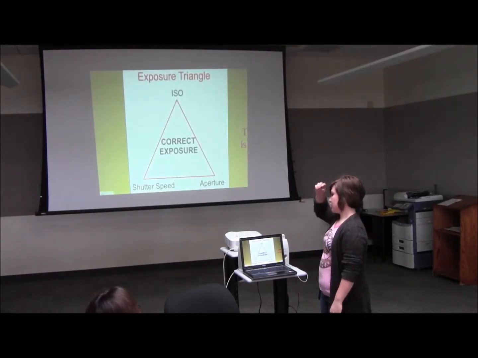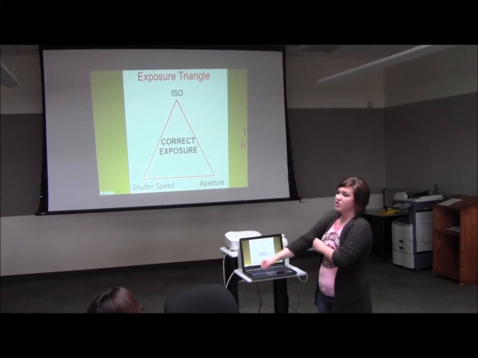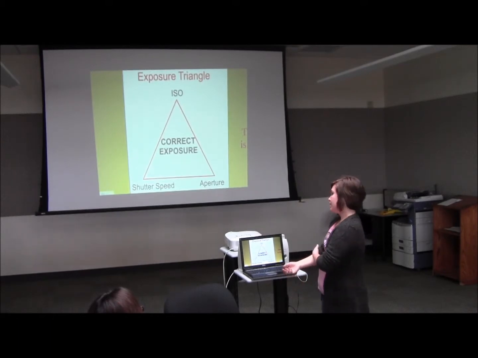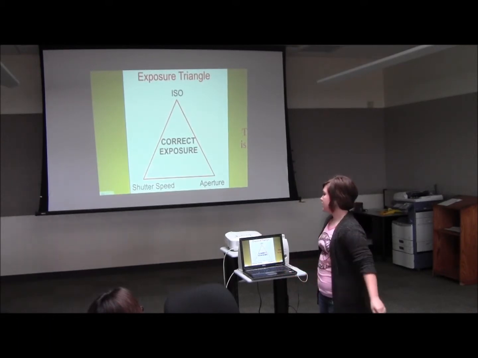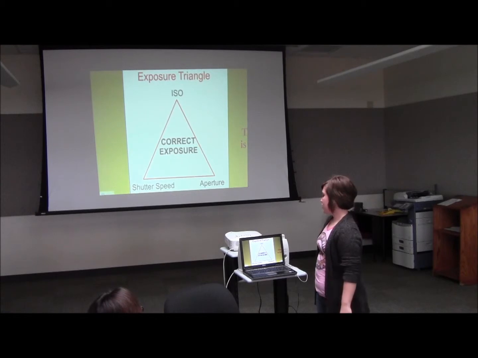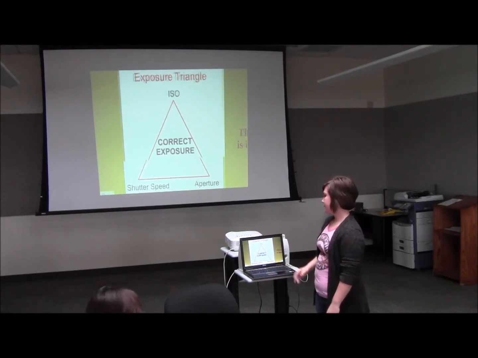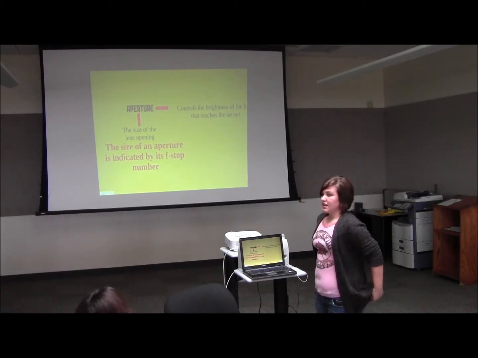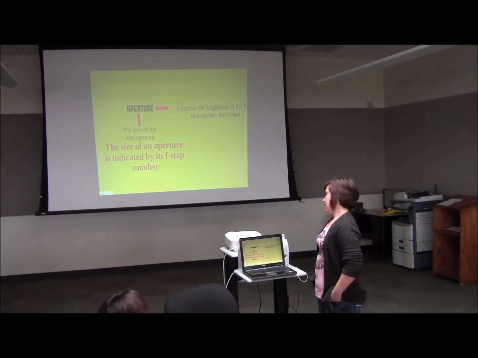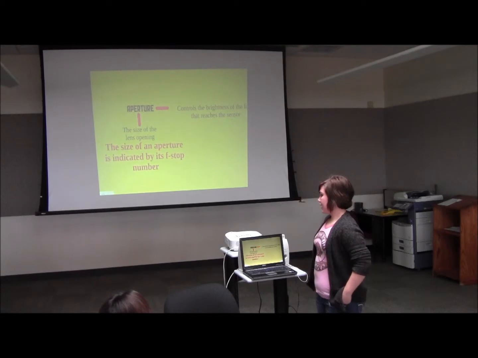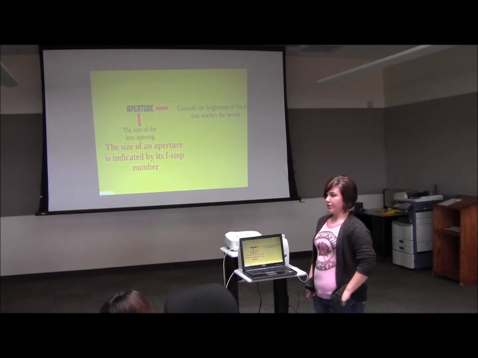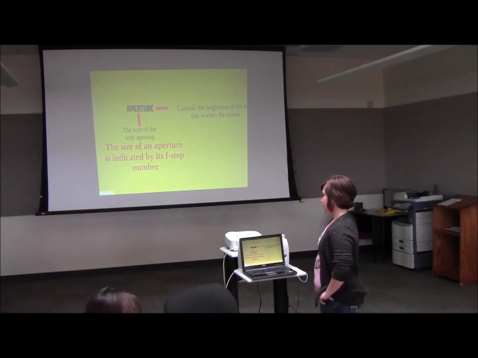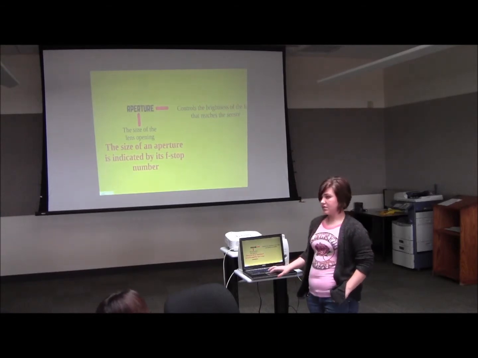And this is the exposure triangle. Every picture you take is going to have an exposure on it, and an exposure consists of an ISO, a shutter speed, and an aperture. The aperture is the size of the lens opening, and the size of an aperture is indicated by its f-stop number, and aperture also controls the brightness of light that reaches the sensor.